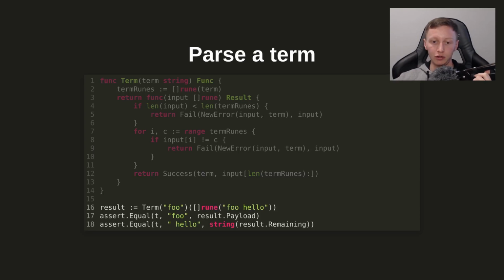And what it looks like to use, oh, it looks nice. Oh, look at that. So we instantiate our term. Here we've got a static string foo, and if we give that "foo hello", a very common input, we get out as a payload the string foo, and then what's remaining is " hello". Oh yes.